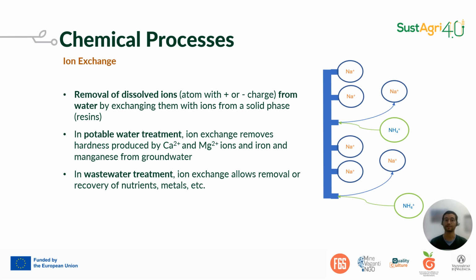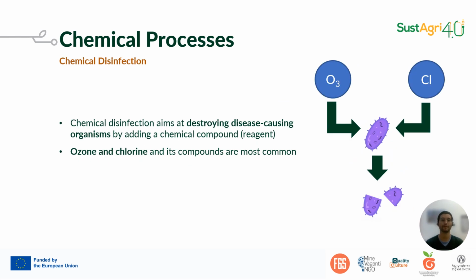Ion exchange consists of the use of resins that contain ions on the surface and that can be exchanged with polluting ions present in the water. This treatment manages to reduce the hardness of the water in a treatment for drinking water and also remove nutrients or metals in the case of wastewater. Chemical disinfection consists of adding disinfectant reagents to destroy pathogenic microorganisms. The most common are chlorine and ozone.